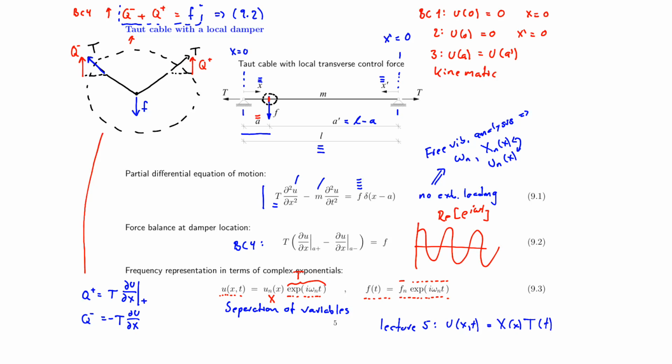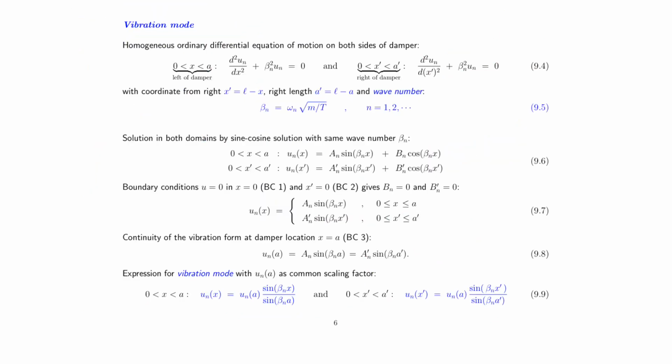As you can see in 9.1, it considers a single differential equation for the entire domain, imposing the damper via Dirac's delta function. Now, that is not a convenient way to do it if you want to use separation of variables. Instead, you divide it into a cable that is to the left of the damper and a cable that is to the right of the damper. And then you impose the 4 boundary conditions that we had on the previous slide.